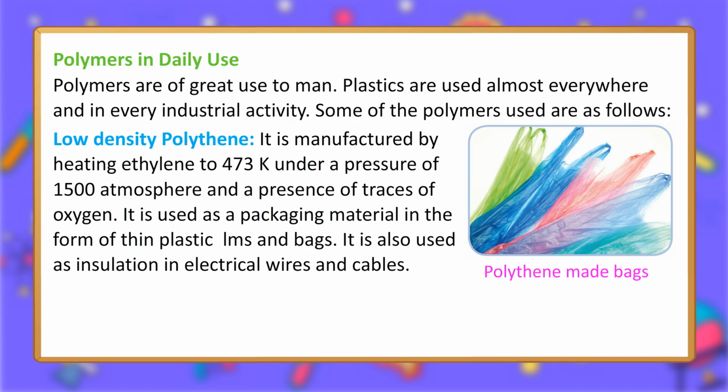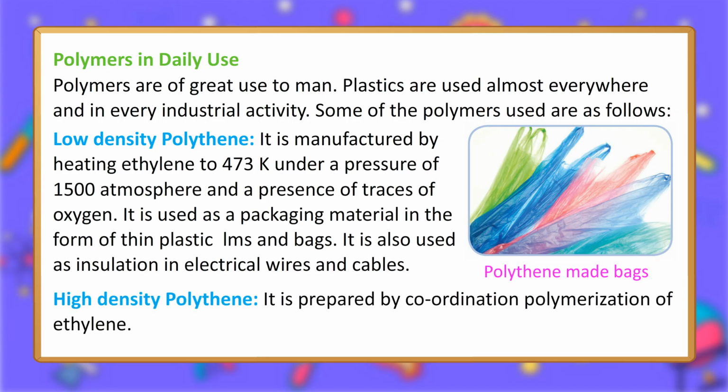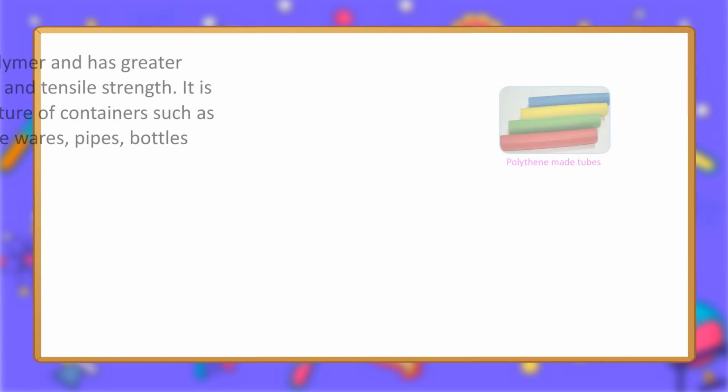Low-density polythene. It is manufactured by heating ethylene to 473 K under a pressure of 1500 atmospheres and in the presence of traces of oxygen. It is used as a packaging material in the form of thin plastic films and bags. It is also used as insulation in electrical wires and cables. Polythene-made bags.